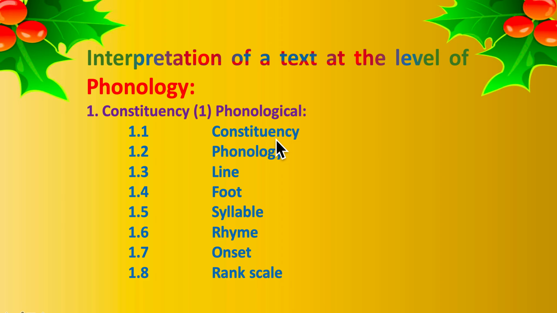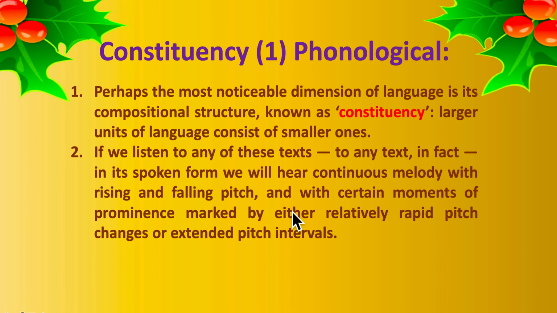1.1 constituency, you will come to know what is constituency. 1.2 phonology. 1.3 line. 1.4 foot. 1.5 syllable. 1.6 rhyme. 1.7 onset. 1.8 rank scale. These are the terms we will be able to understand by the end of the lesson. So we move on to our actual discussion, what is constituency at the level of phonology.